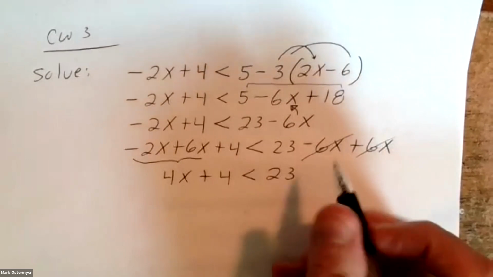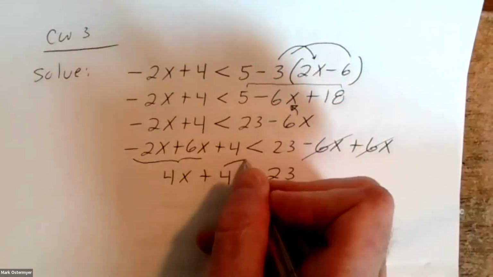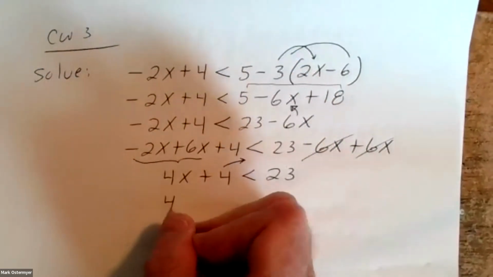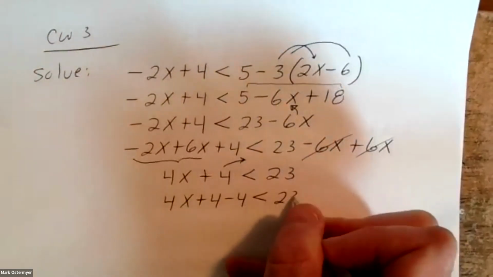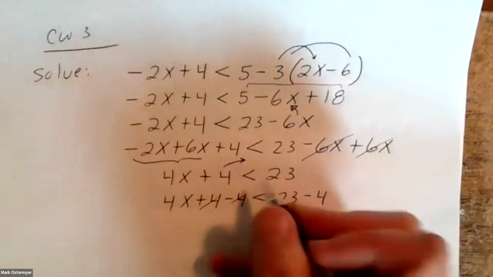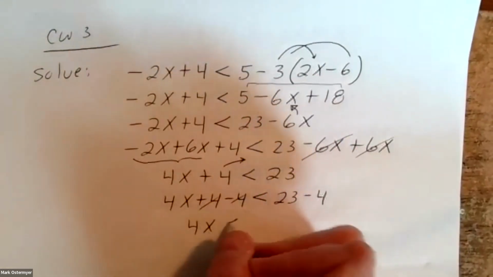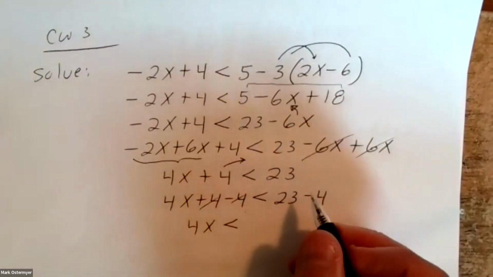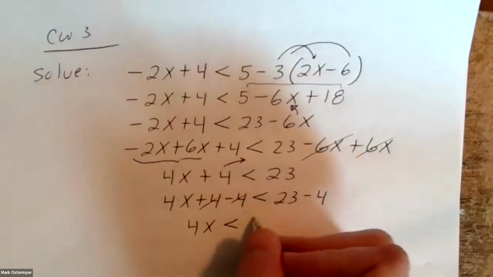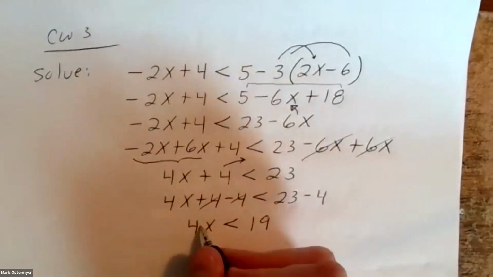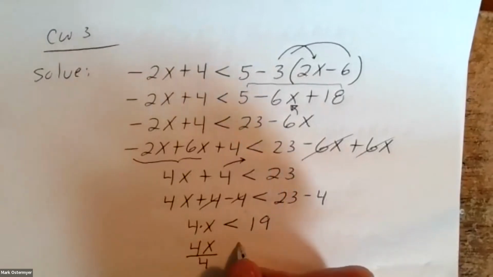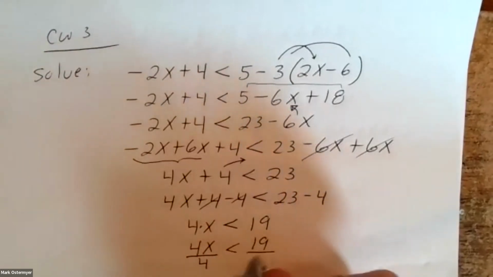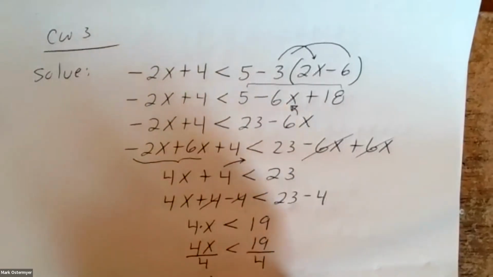As we continue to separate, now it's time to move the constant 4 over to the right by subtracting it from both sides. 4's on the left drop out, leaving you with 4x. 23 minus 4 on the right leaves us with 19. One last move now to get x by itself is to divide both sides by a +4. Since we're dividing by a positive, we do not flip the inequality. x must be less than 19/4.